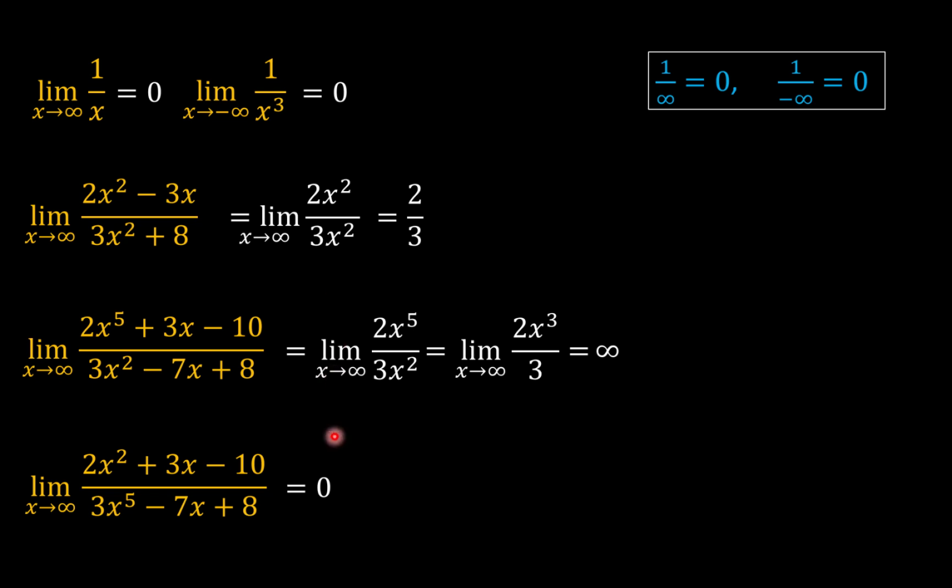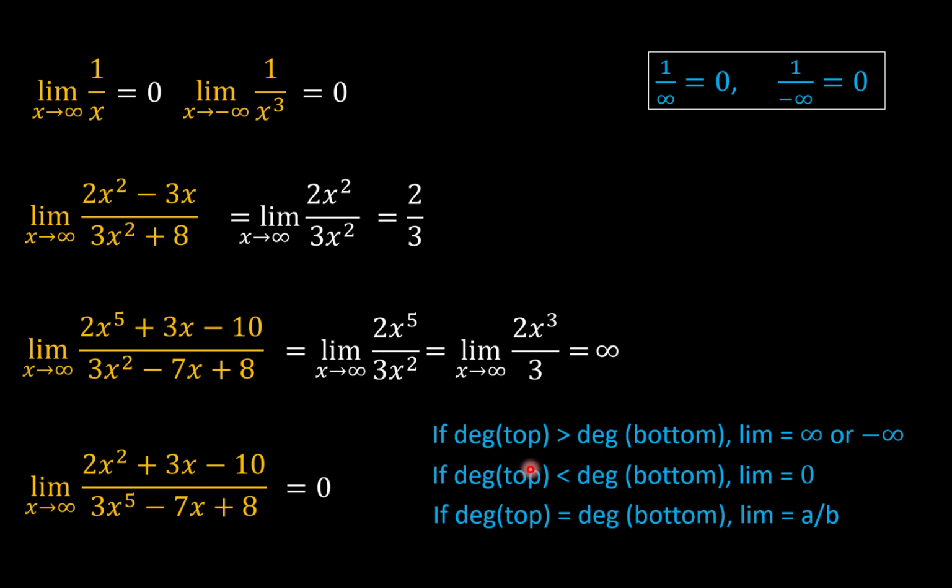Now these three examples are all about rational functions, and we can make some observations from here. If the degree of the top is bigger than the degree of the bottom, which is our example here, so the degree of the top is 5 and the degree of the bottom is 2, in that case the limit as x goes to infinity is either infinity or minus infinity, depending on the sign and depending on whether x is going to infinity or minus infinity.